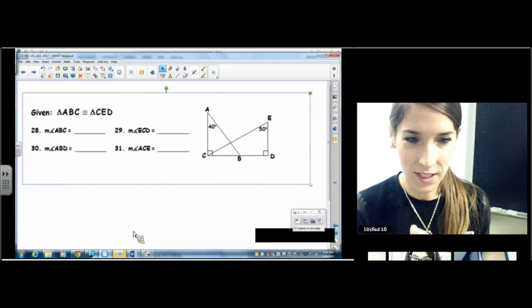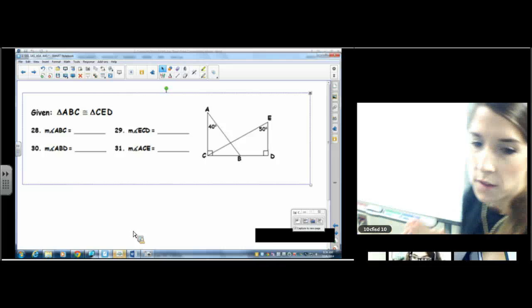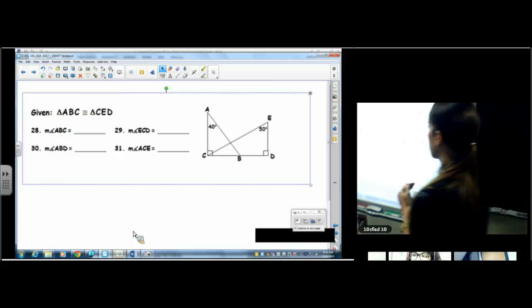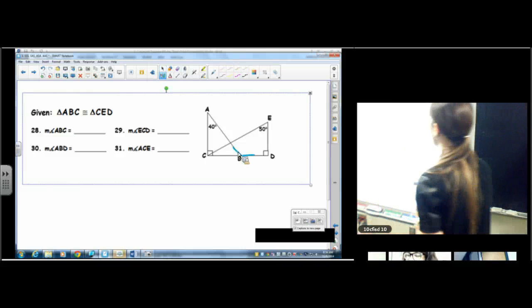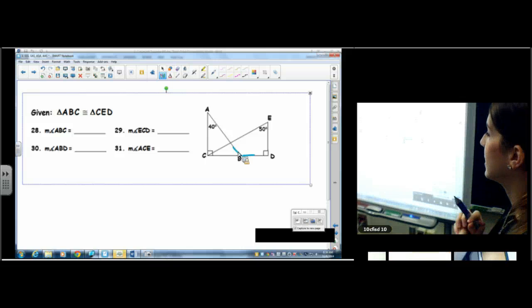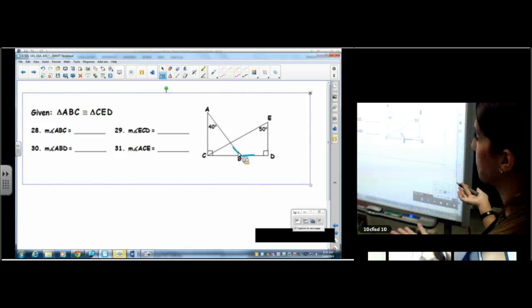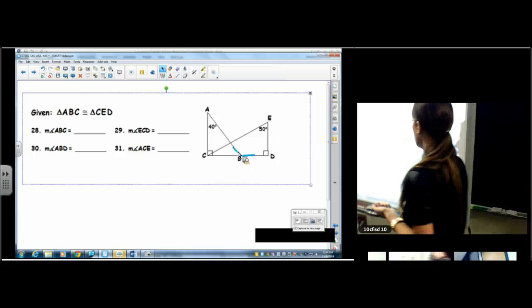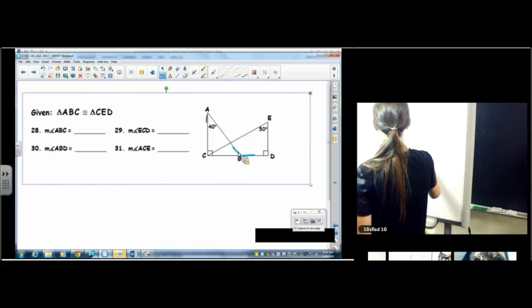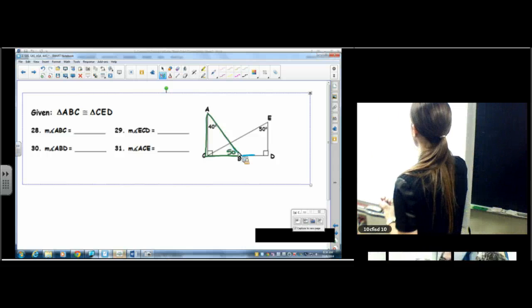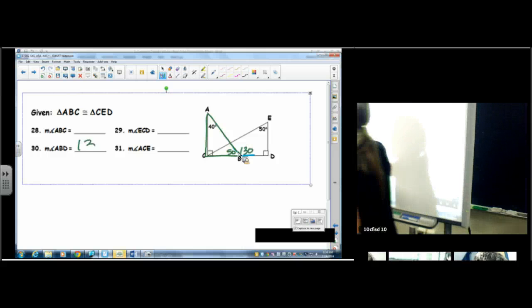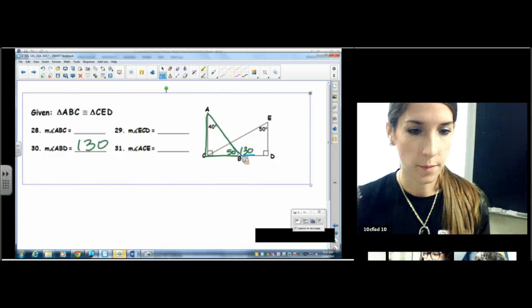Number 30 is also a linear pair. So to get the answer to number 30, ABD, we did one like this in our notes, we would first need to know what ABC is. Actually we don't even need to know that they're congruent to know that the angles of a triangle add up to 180. So that angle's 50, and so the linear pair of 50 would be 130. Anything else from the homework?